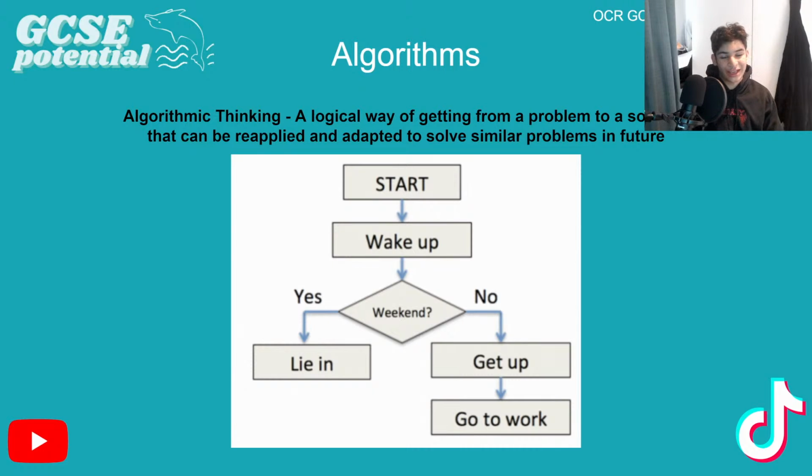Finally, algorithmic thinking. A logical way of getting from a problem to a solution that can be reapplied and adapted to solve similar problems in future. So an algorithm, as we mentioned earlier, is basically just a set of steps. So you just need to think logically, how can I solve this?